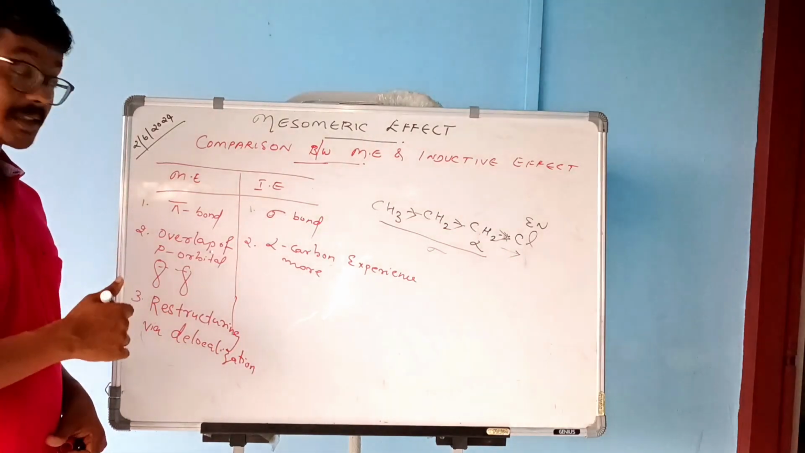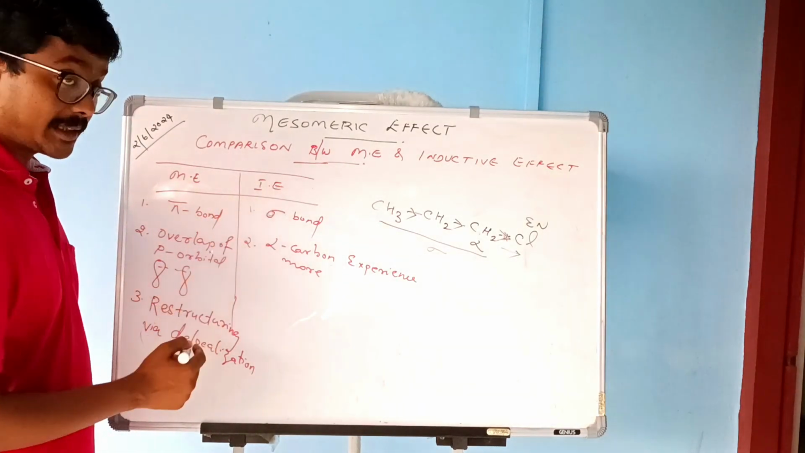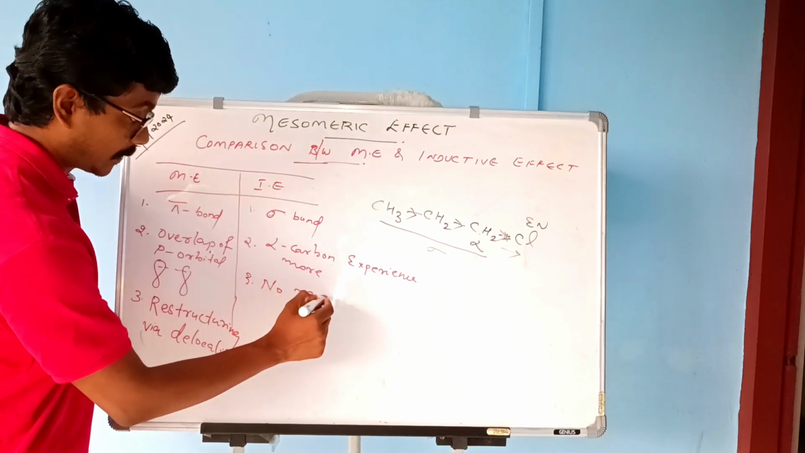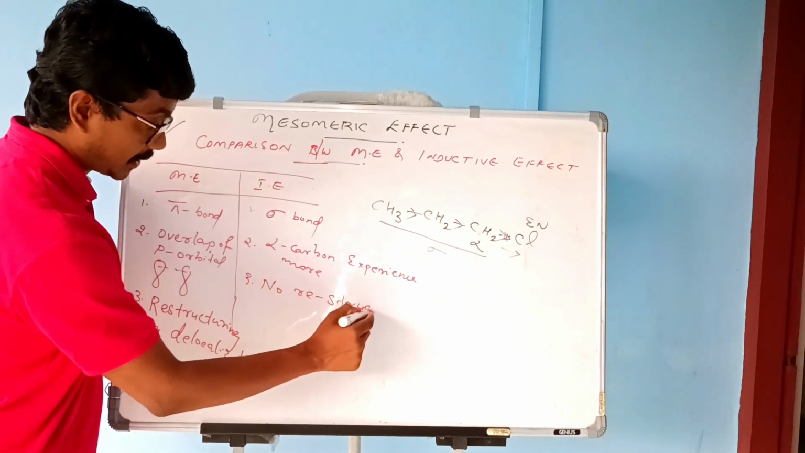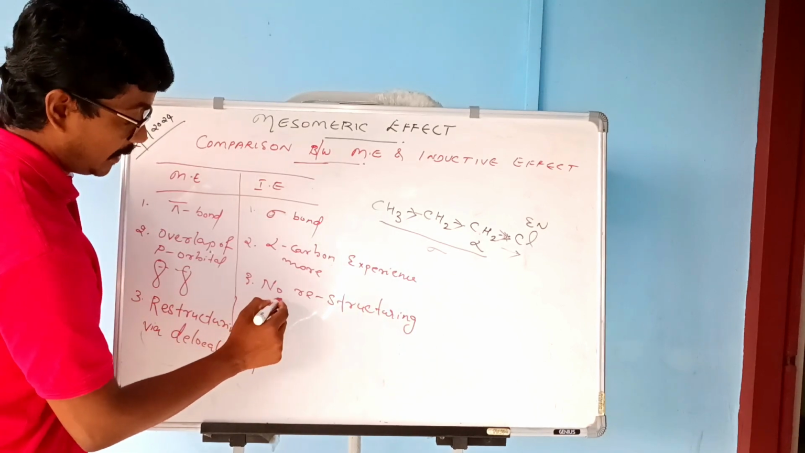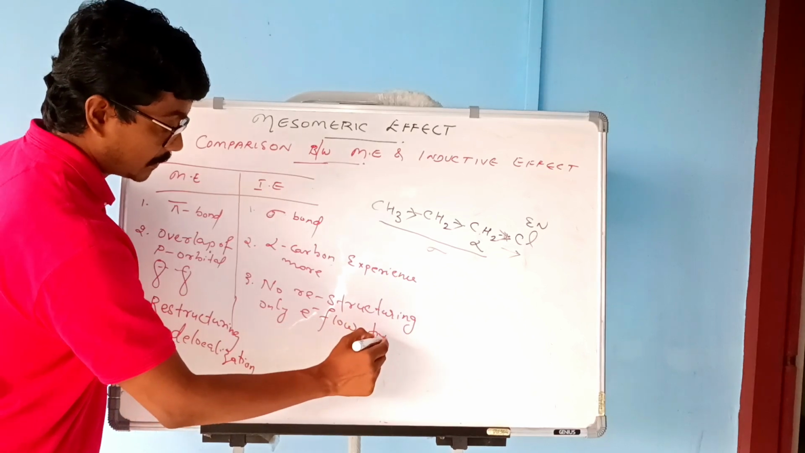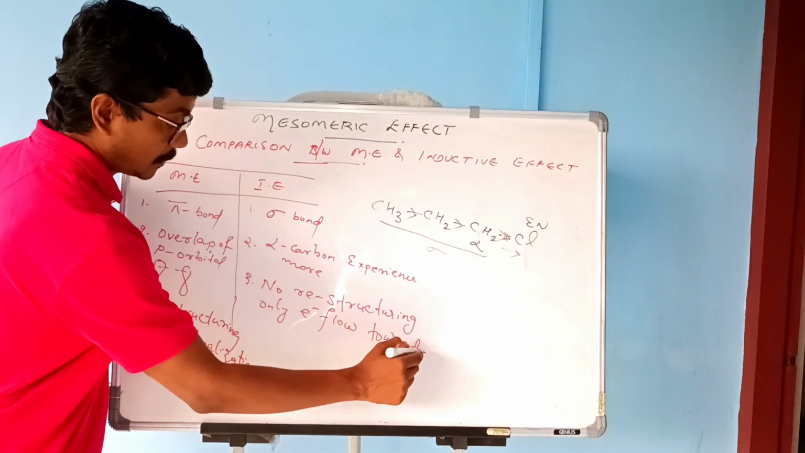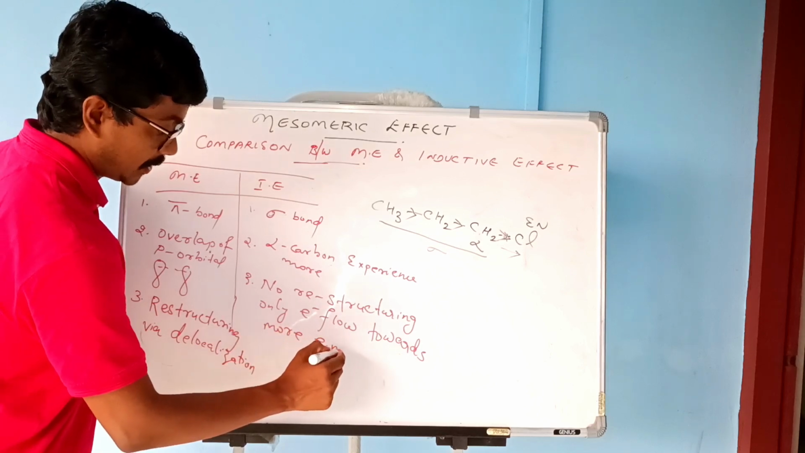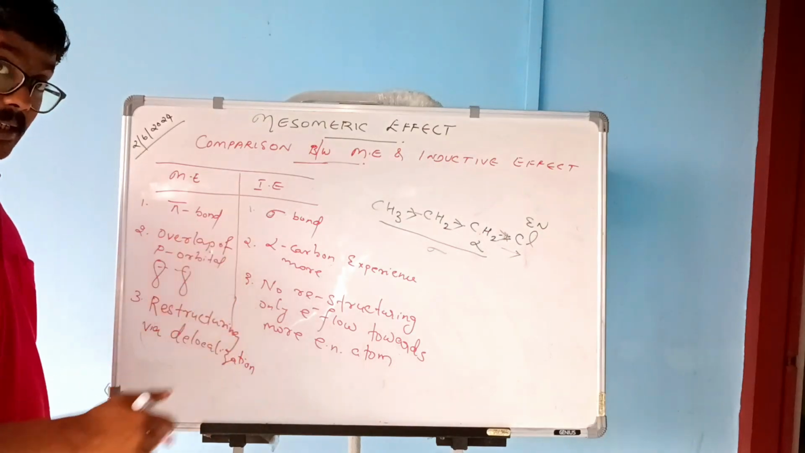Restructuring via delocalization happens in the case of the mesomeric effect, whereas in the inductive effect there is no restructuring. There is only electron flow towards the more electronegative atom. Right? So these are the major differences.